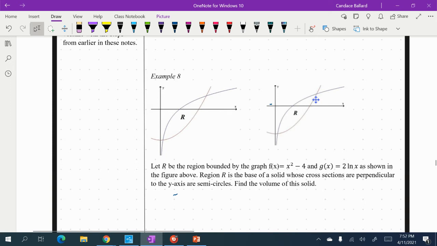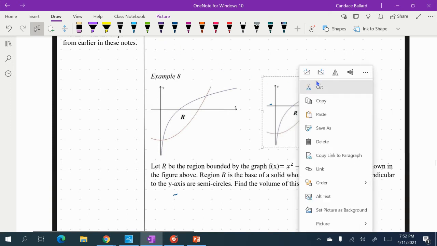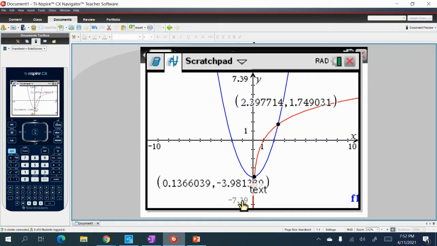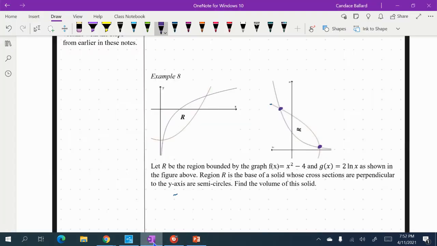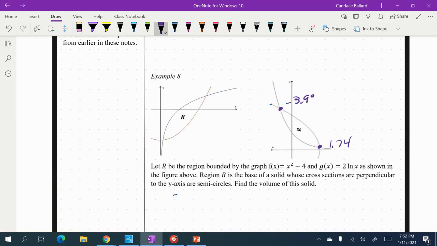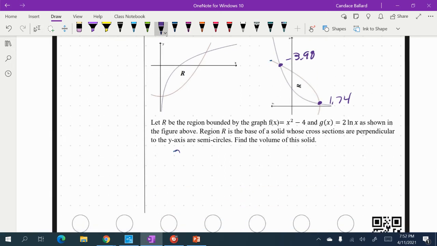So looking at example 8, the first thing I'm going to do is take this and rotate it 90 degrees counterclockwise. So that's what our actual function would look like. To get these 2 points of intersection here and here, we're going to use the y values in the graph of the original. This one would be 1.74, and then this one would be negative 3.98. So I know that those would become my bounds.